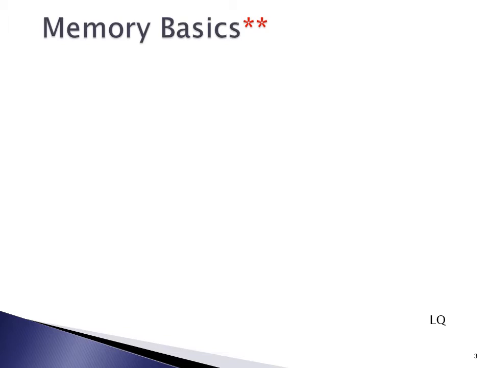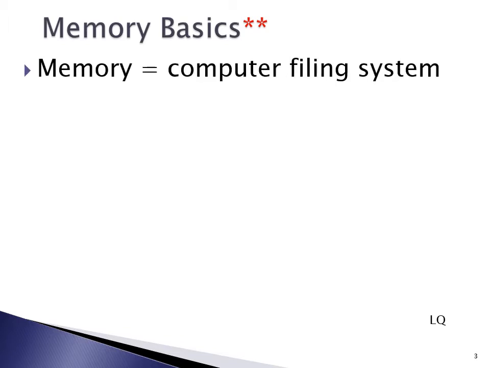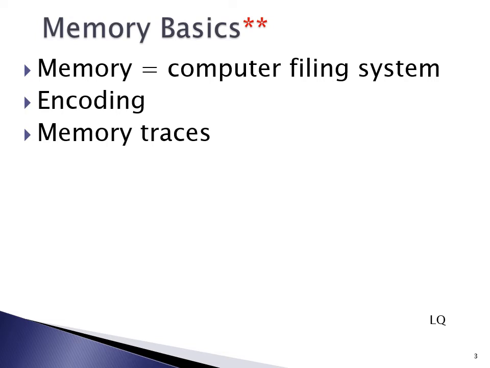All right, let's discuss some memory basics. Memory is like a filing system. You put in the information, it gets processed, and then you can retrieve the files as needed, just like in a computer. Encoding is the process of inputting data into that system. Memory traces are stored code representing the information put in. It's just our memories in layman's terms.